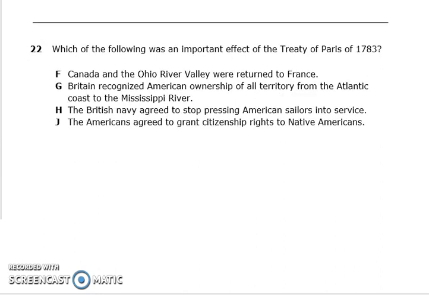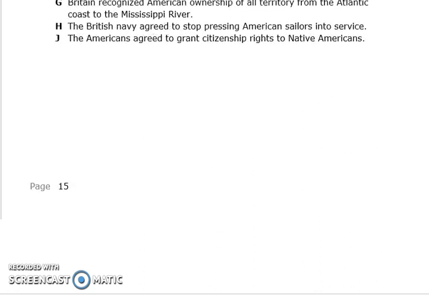Number 22. Which of the following was an important effect of the Treaty of Paris of 1783? F. Canada and the Ohio River Valley were returned to France. G. Britain recognized American ownership of all territory from the Atlantic coast to the Mississippi River. H. The British Navy agreed to stop pressing American sailors into service. J. The Americans agreed to grant citizenship rights to Native Americans.